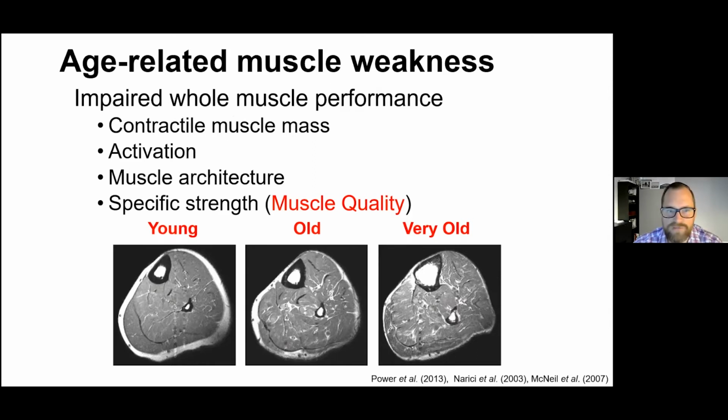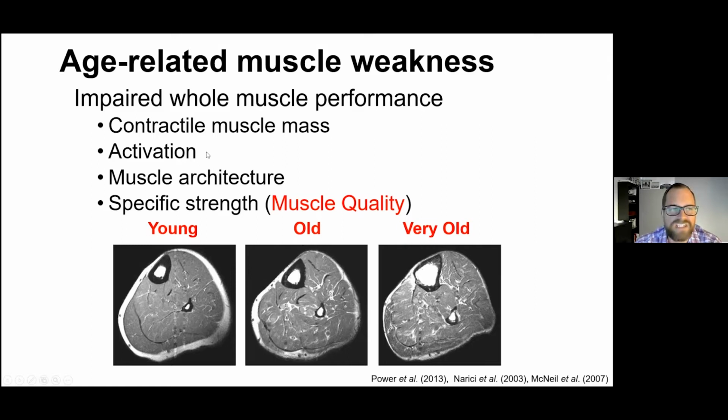And as you know, there's a variety of factors that contribute to this impaired whole muscle performance, such as a loss of contractile muscle mass, as we can see here in the young, old, and very old panels on the bottom of the screen, young being 25 years of age, old being 65, and very old being 85. But something that's even more obvious than the loss of contractile muscle mass is this infiltration of non-contractile tissue, including collagen, various levels of fibrosis, and intramuscular fat.